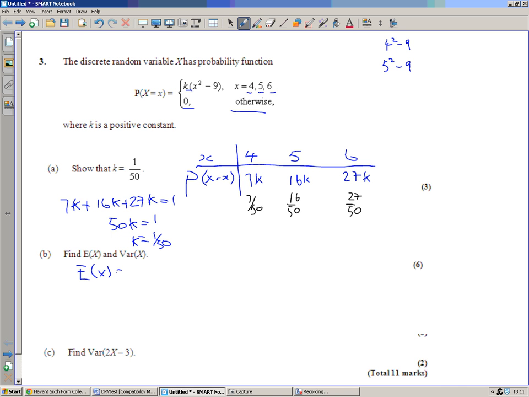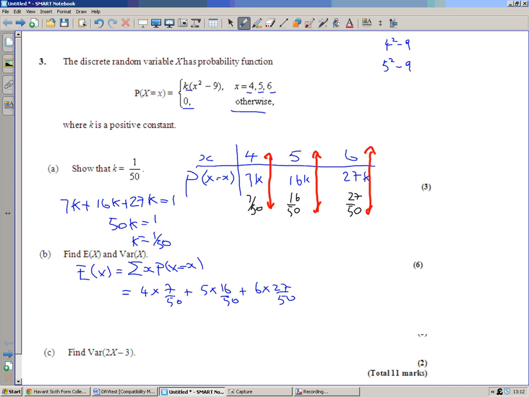EX is equal to the sum of the probabilities times by the values. So in other words, this times this, plus this times this, plus this times this. So that's 4 times 7 over 50 plus 5 times 16 over 50 plus 6 times 27 over 50.